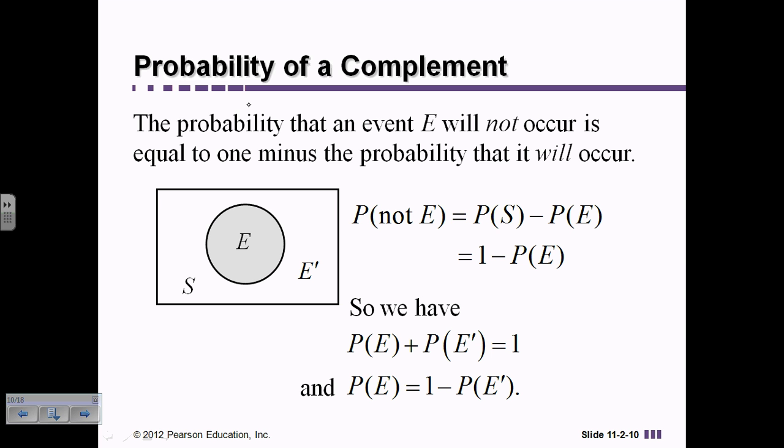So again, the probability of an event that will not occur is the same thing as saying 1 minus the probability that it will occur. You can also think of the inverse of that: 1 minus the probability that it will not occur is the probability that it will occur. The main formula that you need to be familiar with here is the probability of some event plus the probability of the complement of that event, or the probability that it will not occur, is equal to 1.